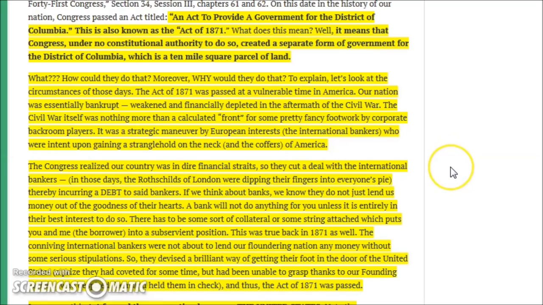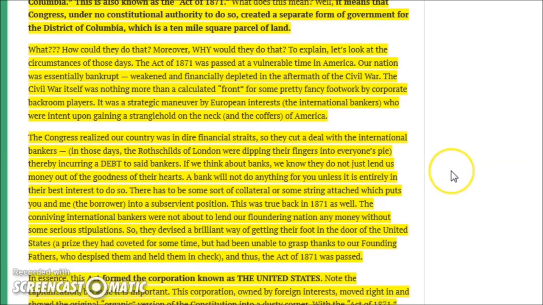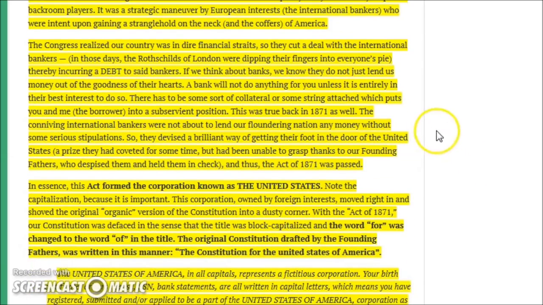Well, in 1871, it was a vulnerable time in America. Our nation was essentially bankrupt, weakened, and depleted after the aftermath of the Civil War. The Civil War was nothing more than a calculated front for some fancy footwork by corporate backroom players. Congress realized our country was in dire financial straits, so they cut a deal with the bankers.